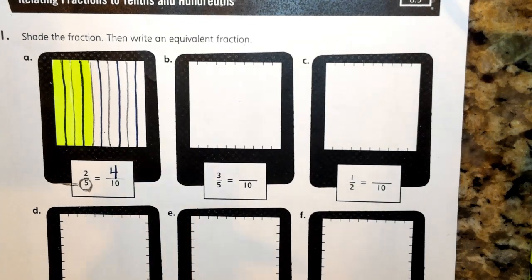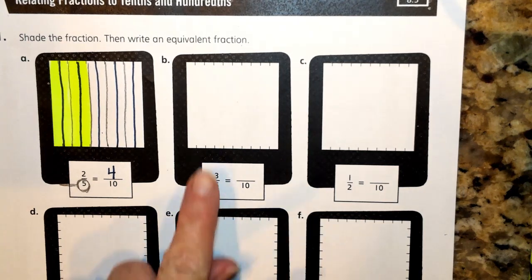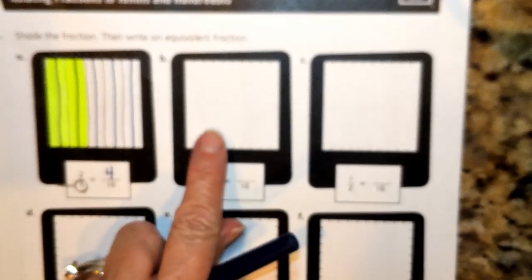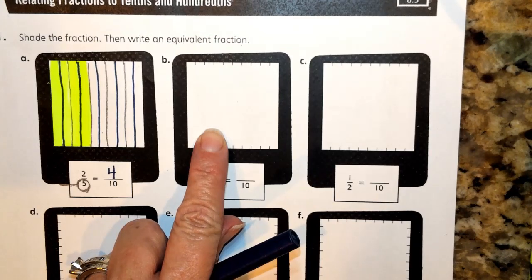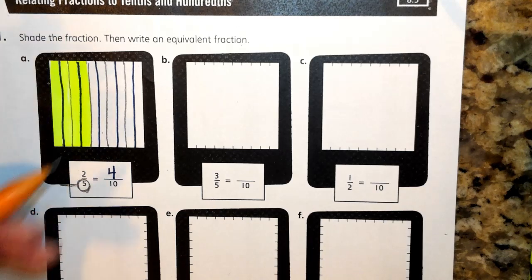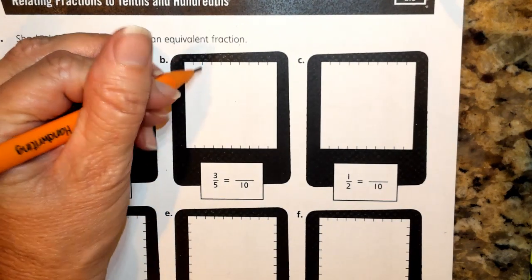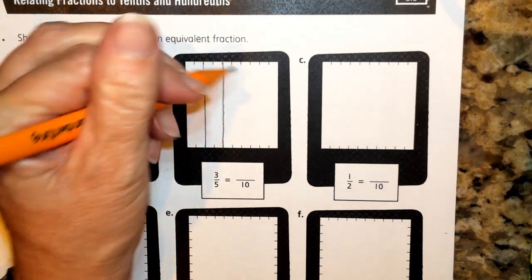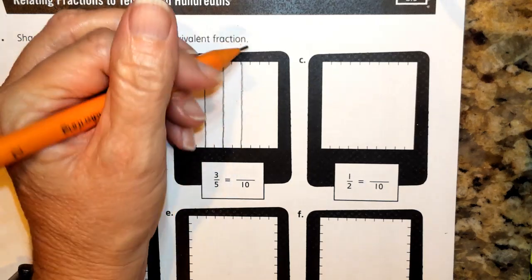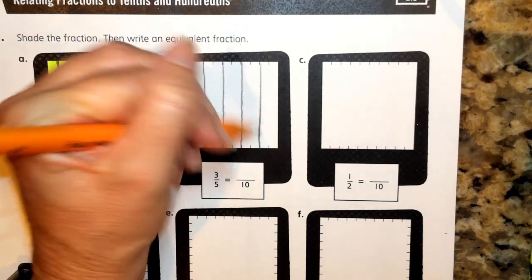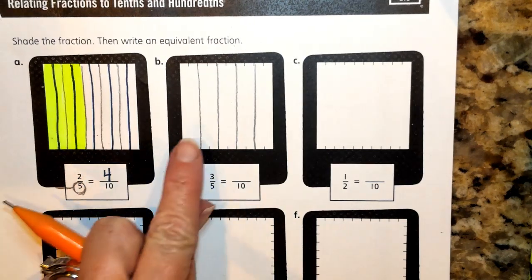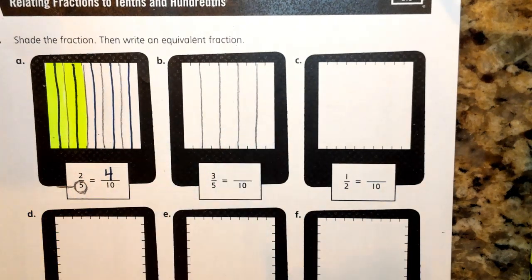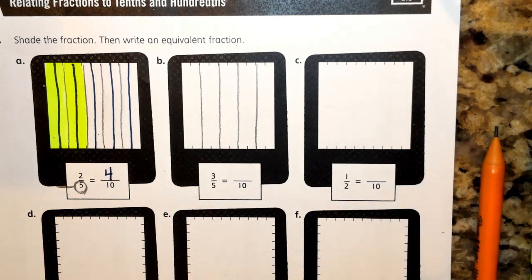Looking over at B, again, I'm going to first look at my denominator. I see that my denominator is 5 here. And just like before, I'm going to have to cut this model into 5 equal pieces. So I'm going to take my pencil and cut every other marking. So we have 1, 2, 3, 4, and that makes 5 equal spaces. 1, 2, 3, 4, 5. I'll give you just a second to catch up.